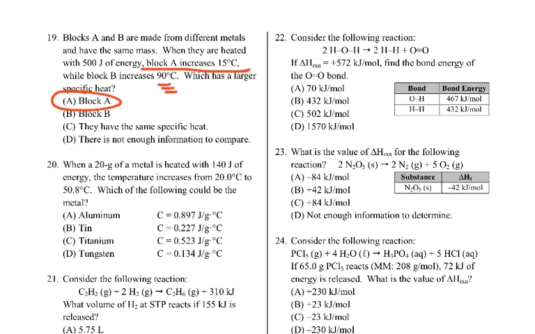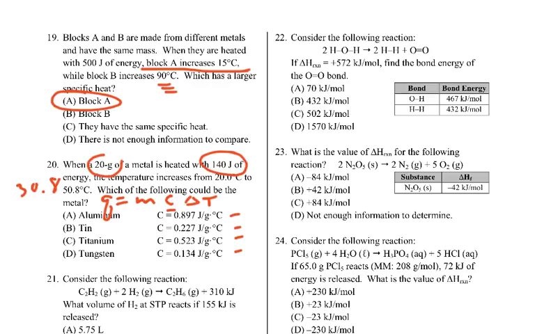Now the way we're going to identify is looking at values of C. So we're going to use our equation that Q equals MC delta T. But in this case, we are given the Q, so it's 140 joules, and we are given the mass, that's 20 grams, and we are looking for C, and the delta T is going to be 50.8 minus 20, so that's going to be 30.8.